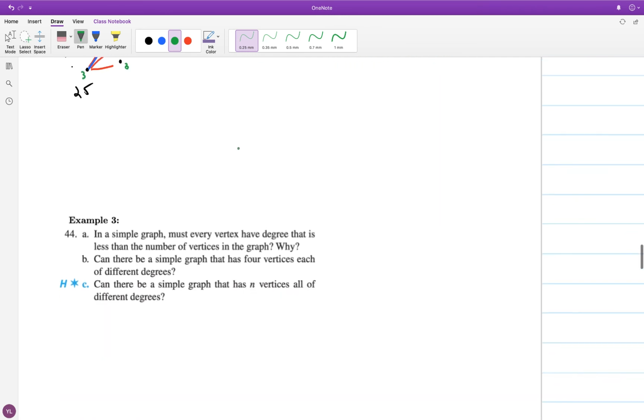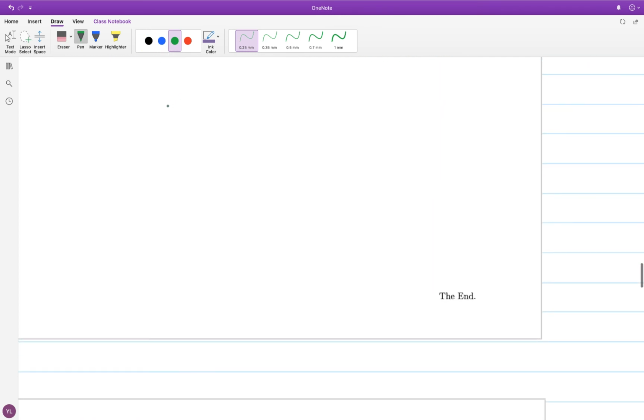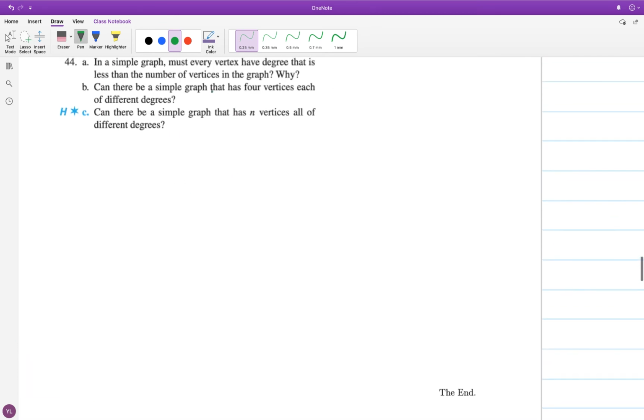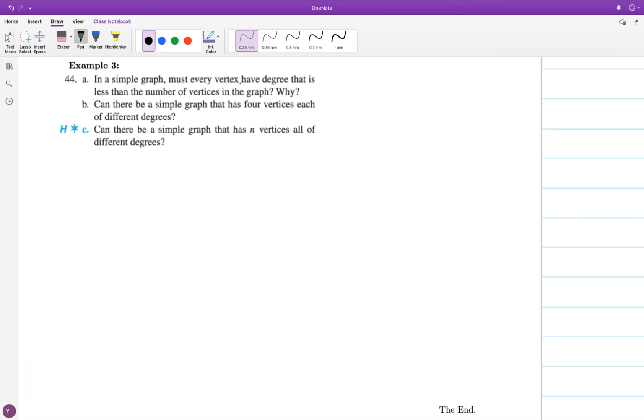Okay, what about this one? In a simple graph, remember that's a graph without parallel edges or loops, must every vertex have degree that is less than the number of vertices in the graph? Let's think about it. I like to draw examples to think about these questions. So let's say I have a graph on 5 vertices, for example. If it's simple, so no loops and no parallel edges, can it be the case that some vertex has a degree that is the number of vertices in the graph? Like, could I have it so that this vertex has degree 5?